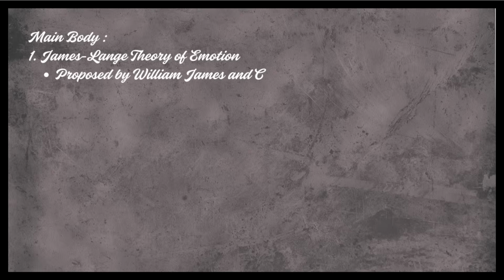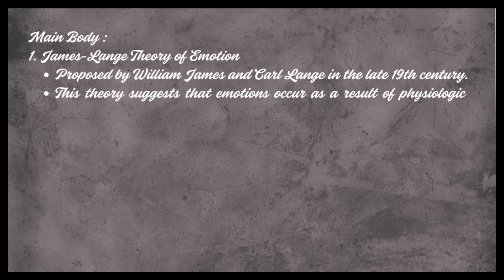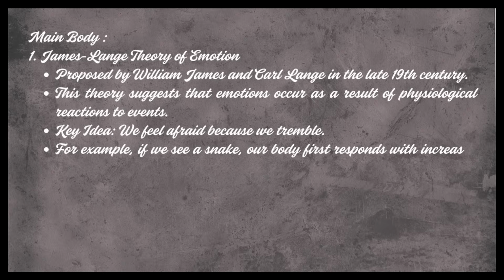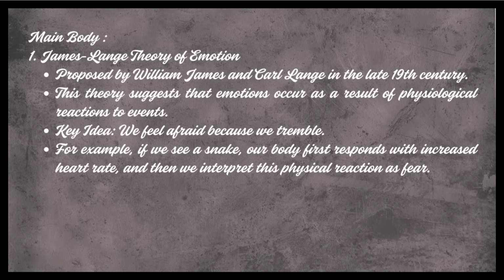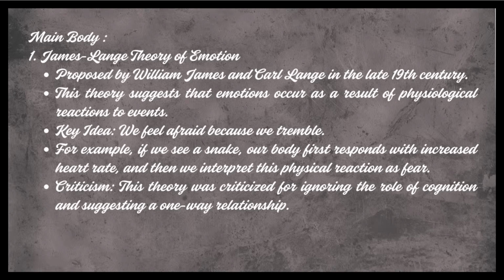Main body. 1. James-Lange theory of emotion. Proposed by William James and Carl Lange in the late 19th century. This theory suggests that emotions occur as a result of physiological reactions to events. Key idea: we feel afraid because we tremble. For example, if we see a snake, our body first responds with increased heart rate, and then we interpret this physical reaction as fear. Criticism: this theory was criticized for ignoring the role of cognition and suggesting a one-way relationship.